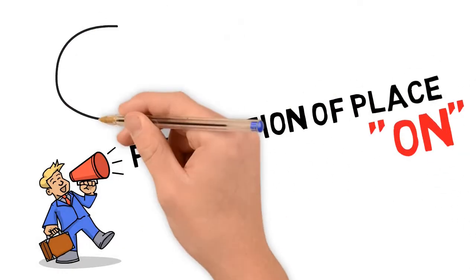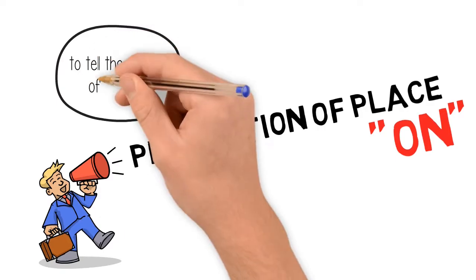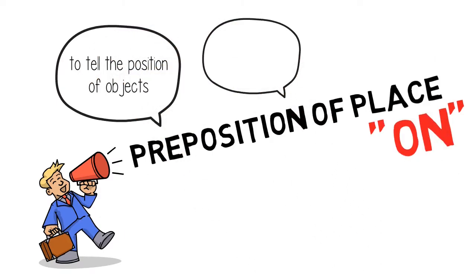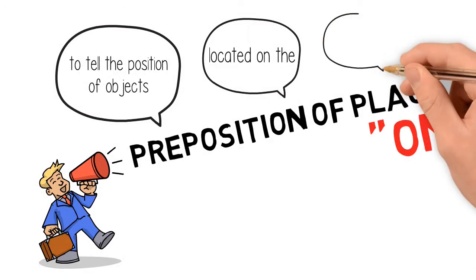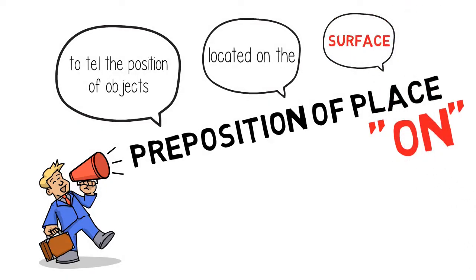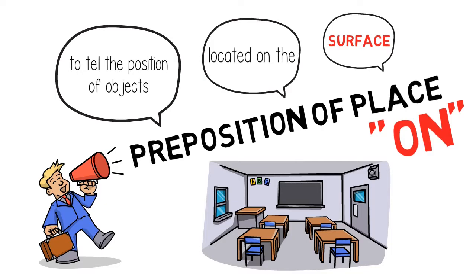The first obvious function of this preposition is to tell the position of something. On is used when the thing you want to explain is located on a surface. For examples, the surface of a bookshelf, table, floor, roof, or even the surface of the wall.